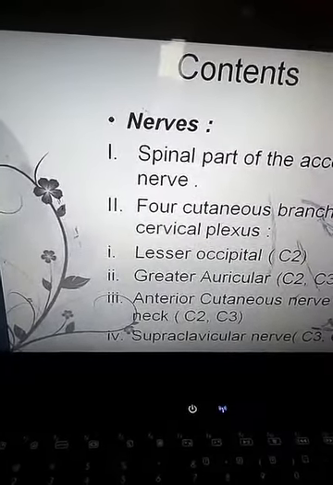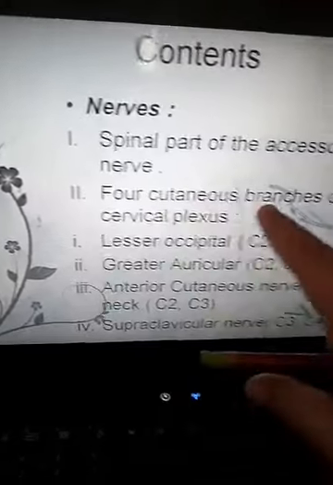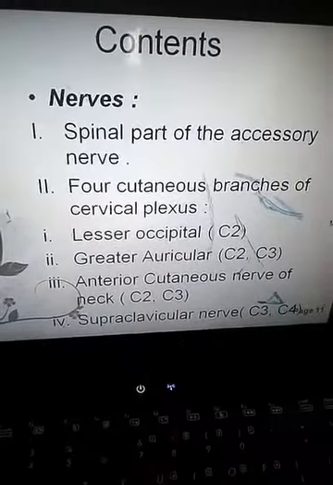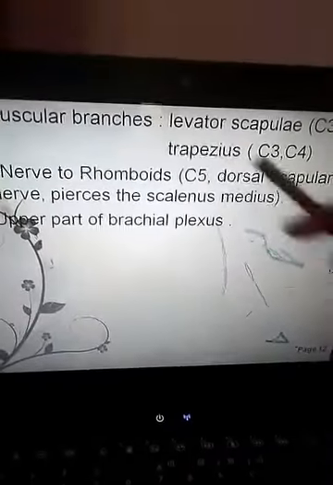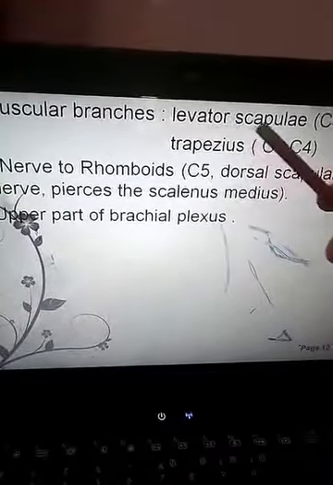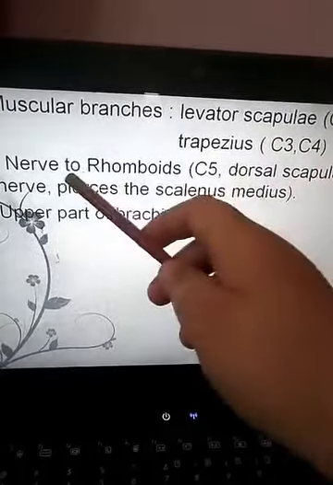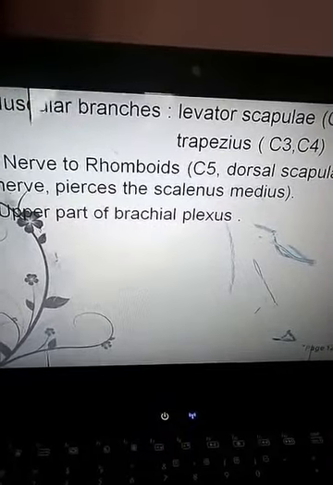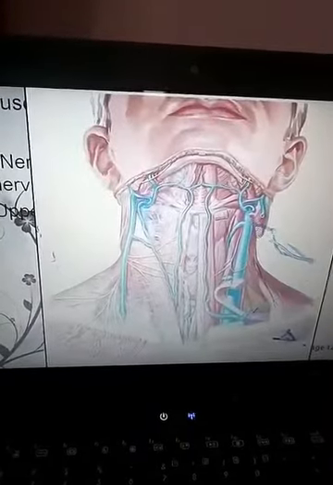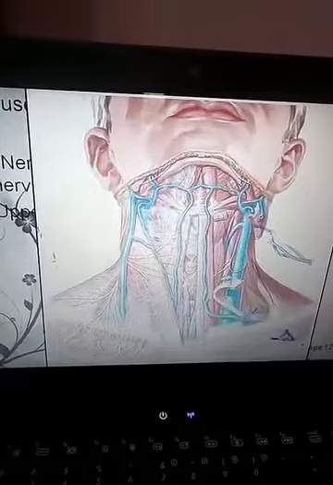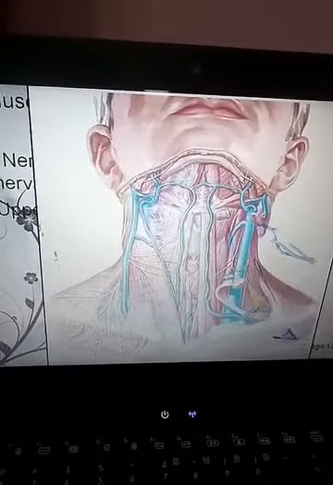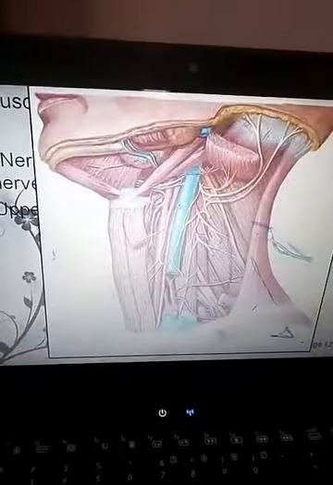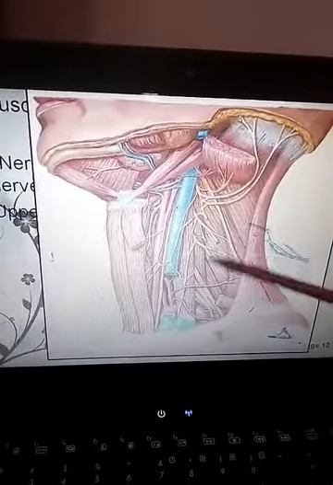These are the contents: spinal part of accessory nerve, four cutaneous branches, that is lesser occipital, greater auricular, anterior cutaneous nerve, supraclavicular nerve, and muscular branches to the muscles levator scapulae and trapezius, and the nerve to rhomboids, and upper part of the brachial plexus only. Here you can see, this is the picture. यहाँ पे देख सकते हो वी हैव द कंटेंट्स.